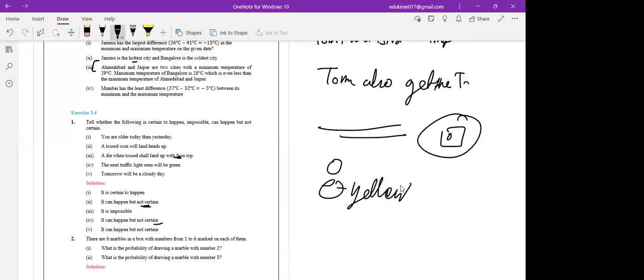Miss, my phone charge is only 5%. Sorry. My phone charge is only 5%.